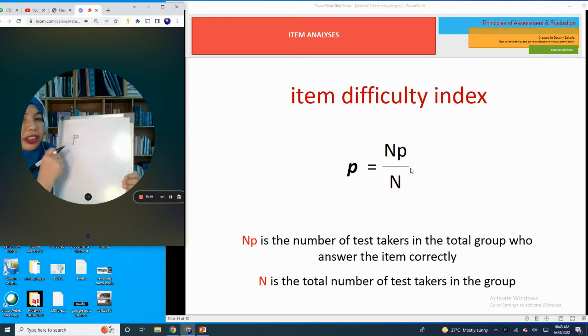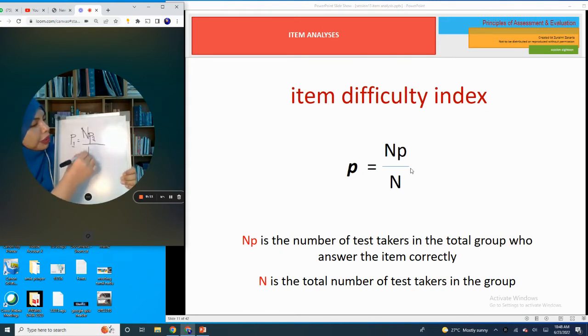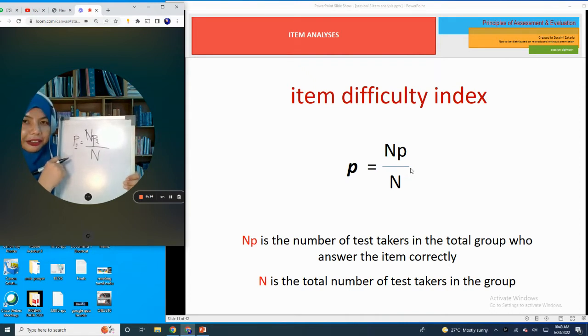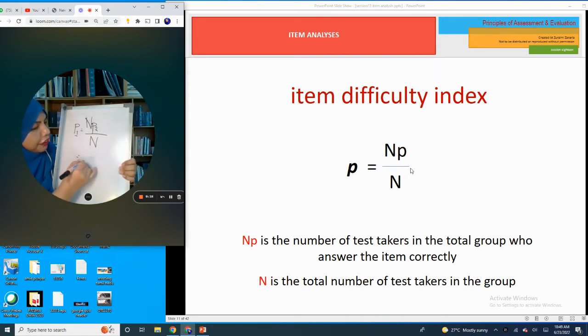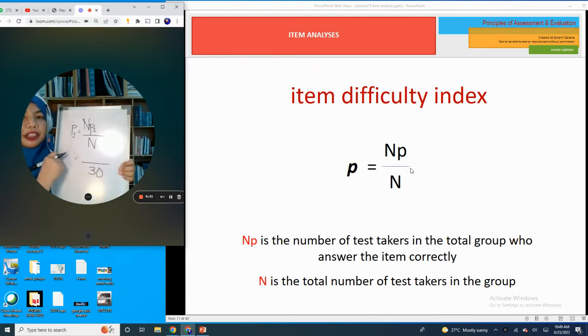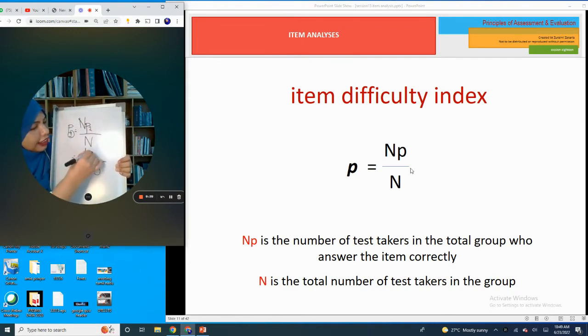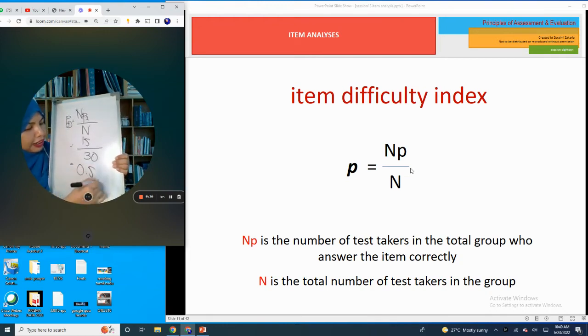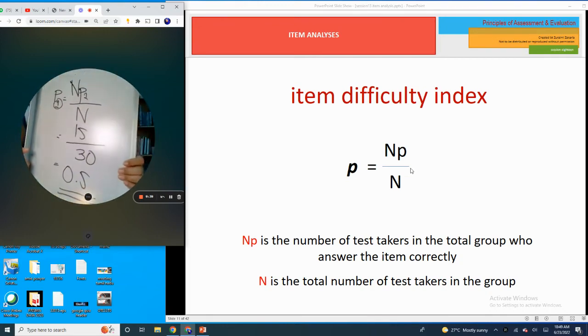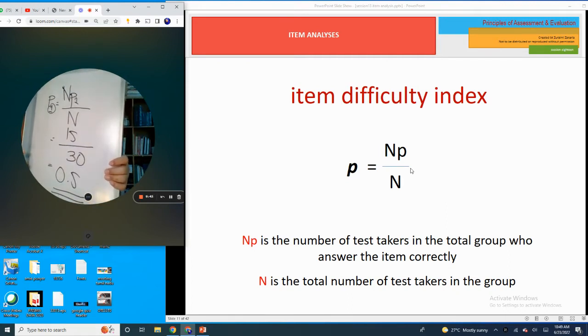Okay, so item difficulty index for item 1 is the total number of students who answered item 1 correctly divided by the total number of students who sat for the test. Say for example, 30 students sit for the test, and for item 1, out of these 30 students, 15 students answered item 1 correctly. So what do you get? 0.5. Ta-da! So this is how you calculate item difficulty index. It goes by item, but it's pretty simple, right?